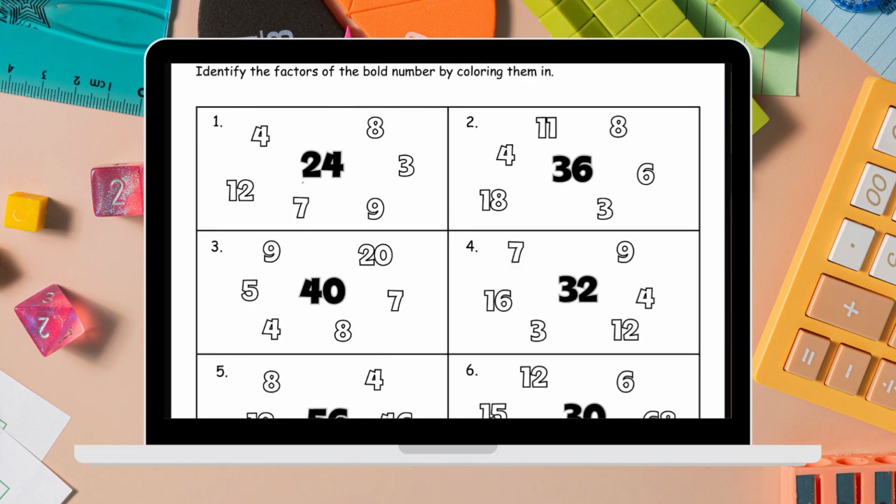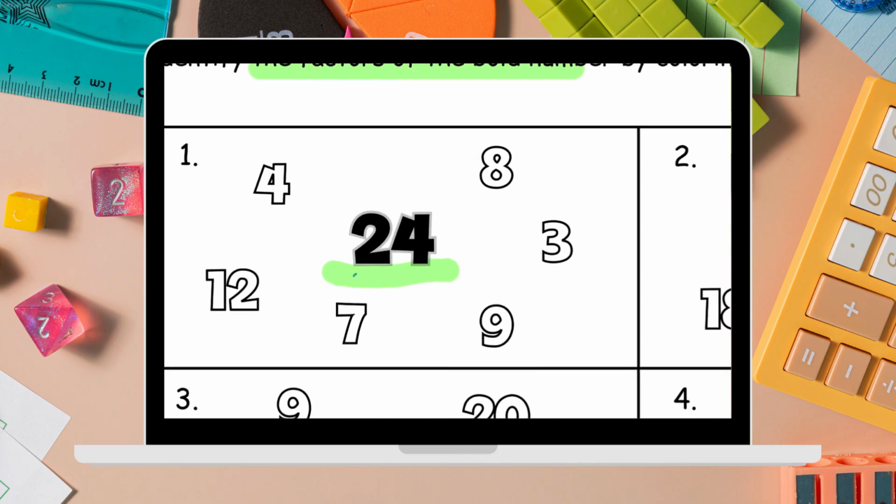So we're still looking at finding factors, and on this sheet we're going to identify the factors of the bolded number, which in this case is 24, and we are going to color in which of these 8, 3, 9, 7, 12, and 4 are factors of 24.